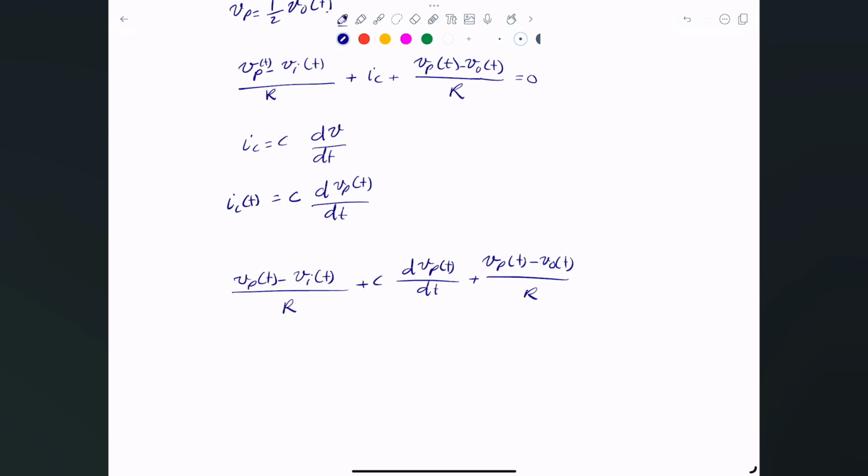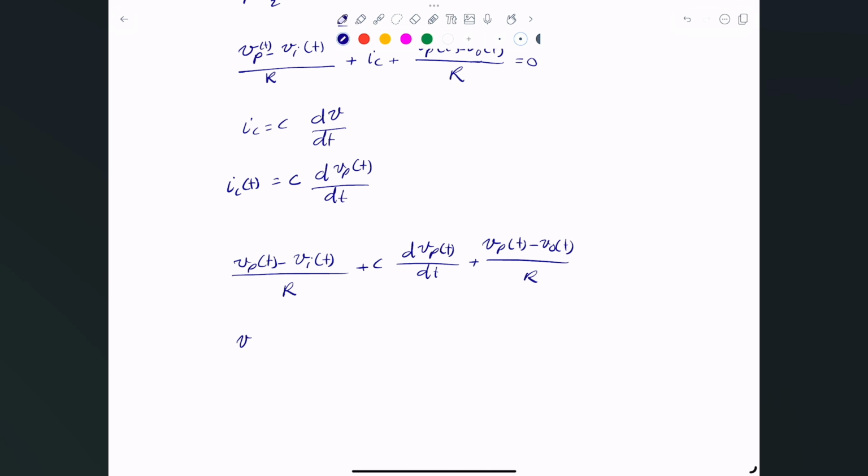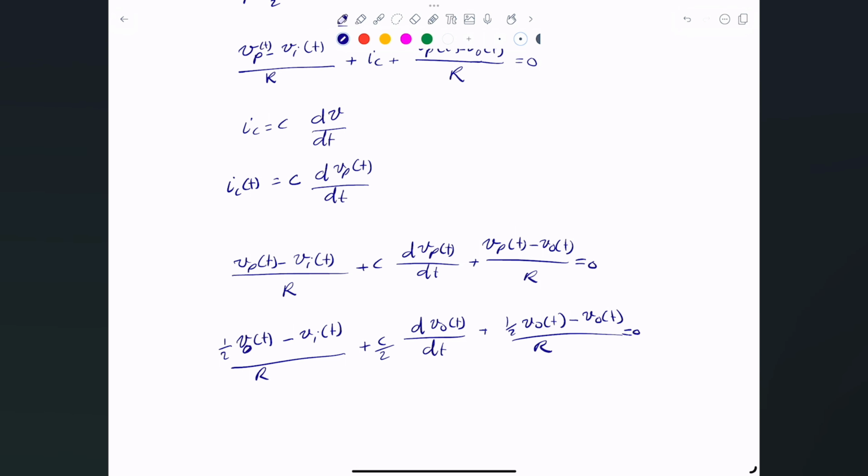All right, what we really need to do is isolate the V output on one side, but of course before we do this, we need to substitute the Vp of t, because the V output will contain it. So that will be basically half of V output t, minus V input t divided by R, plus C times, I believe that will be C divided by 2, dV output t divided by d of t, plus, I believe that will be half of V output t minus V output t, divided by R. And that equals 0. This equals 0, by the way.